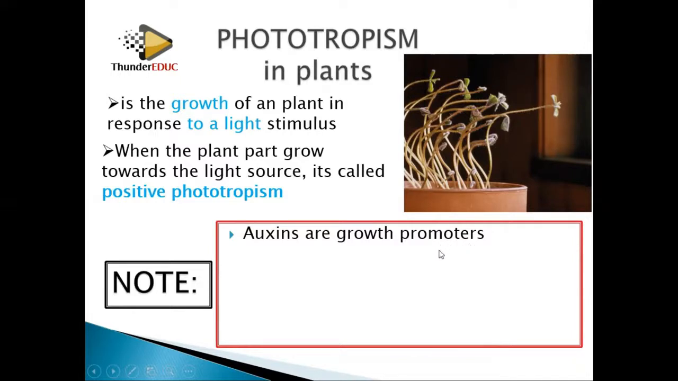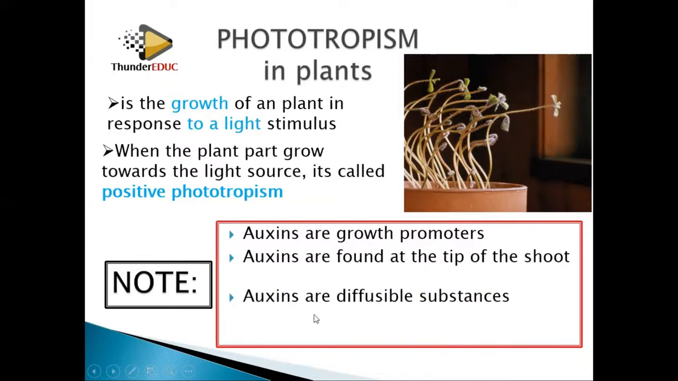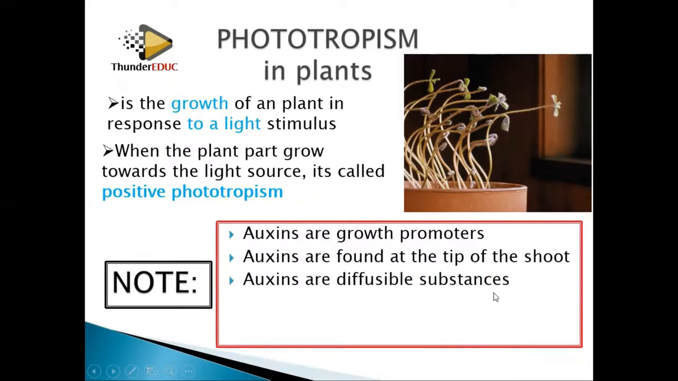They promote growth. They increase the rate at which growth is happening. Number two, auxins are found at the tip of the shoot. You find them here at the tip of the shoot. Number three, auxins are diffusible substances. They can diffuse from one point going downwards like this. Number four, auxins diffuse downwards evenly.